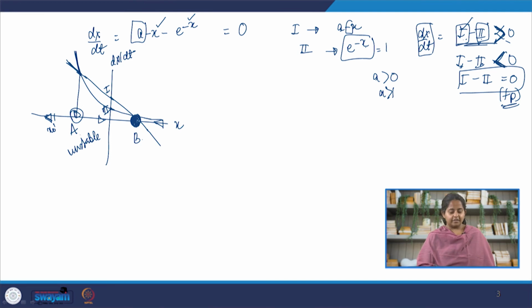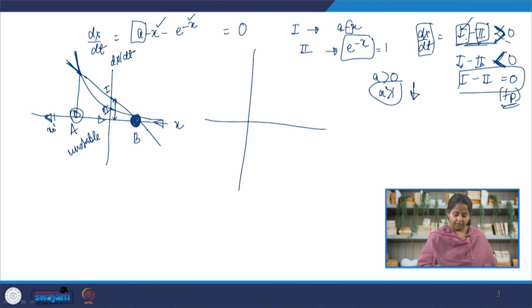Okay. This is a very simple phase portrait when A is greater than 0, and not only that, when A is greater than 1. Now let us reduce the value of A. So what we are doing is basically we are reducing this intercept, we are bringing the line down.